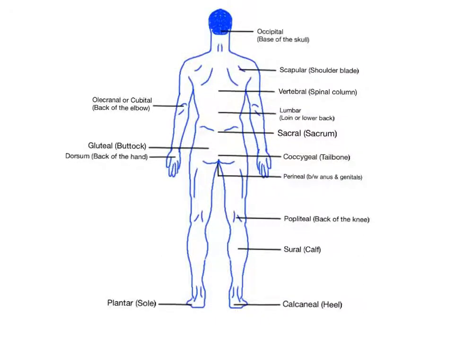One can view on the posterior trunk the vertebral, which is the spinal column, the lumbar, which is the loin or the lower back, the sacral, which is named after the sacrum, the bone between the hips, coccygeal, named after the coccyx or tailbone, and the perineal, which is the region between the anus and the genitals.